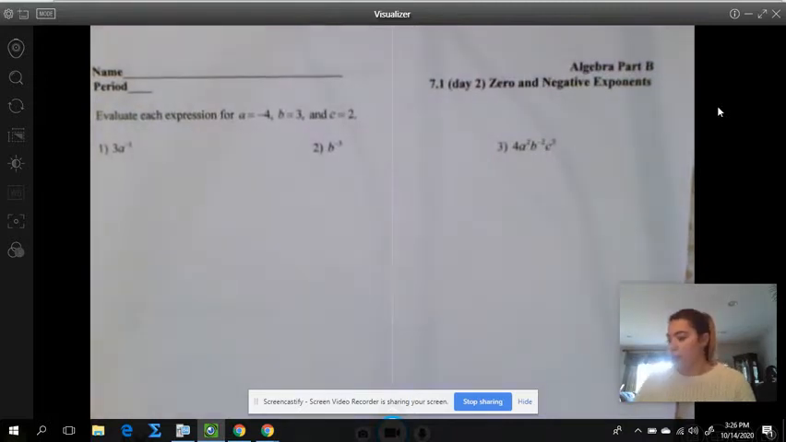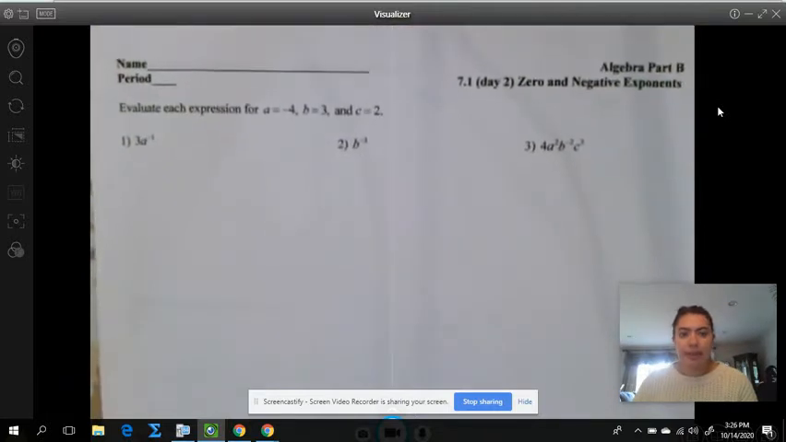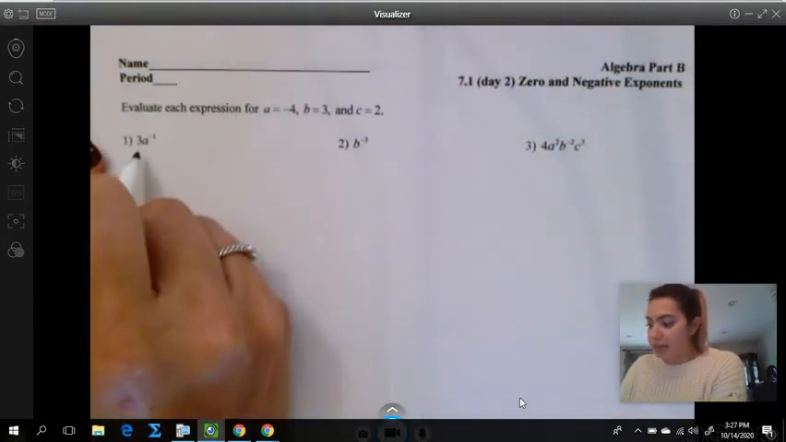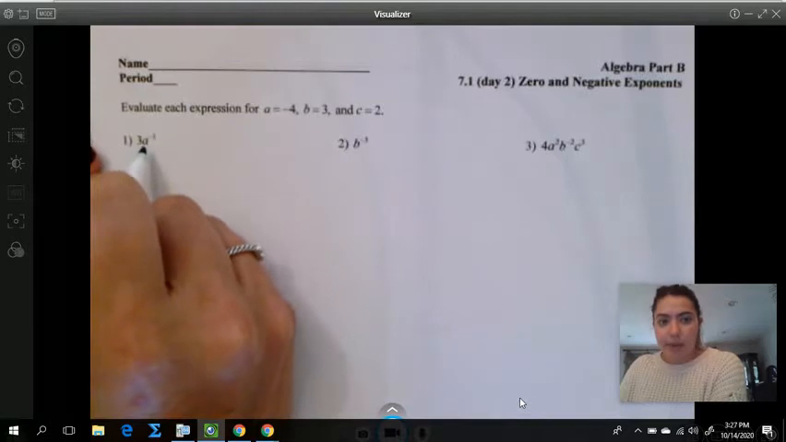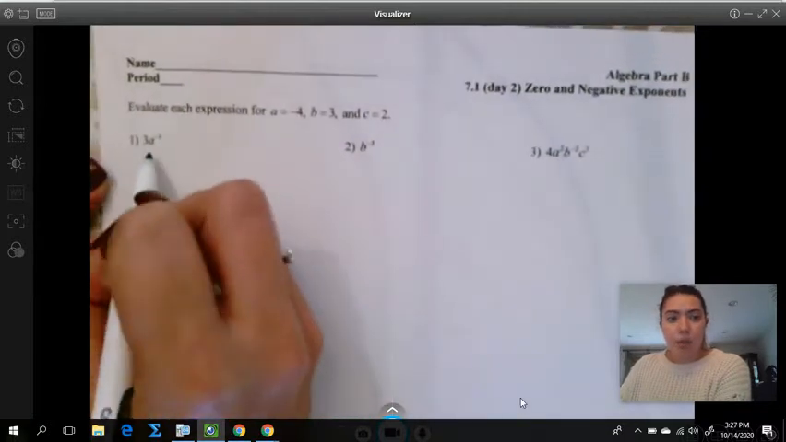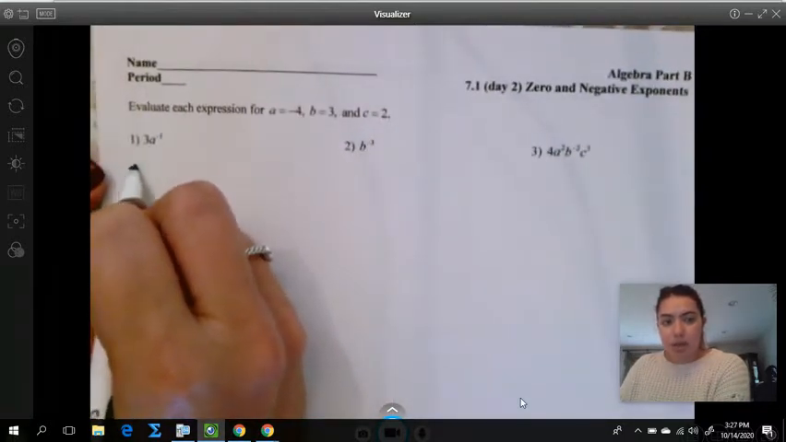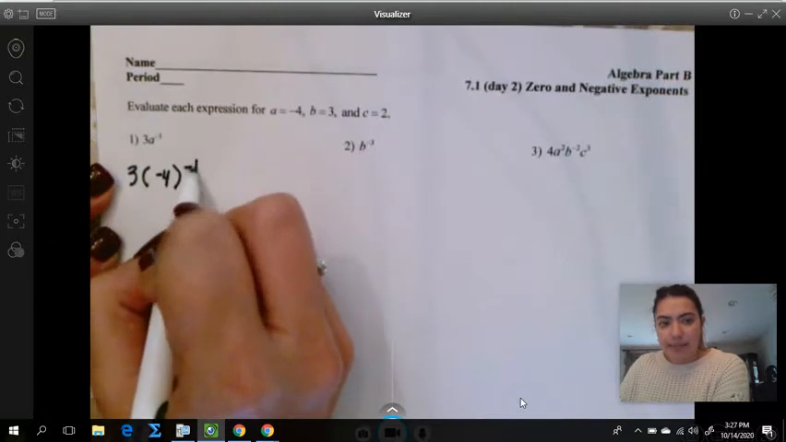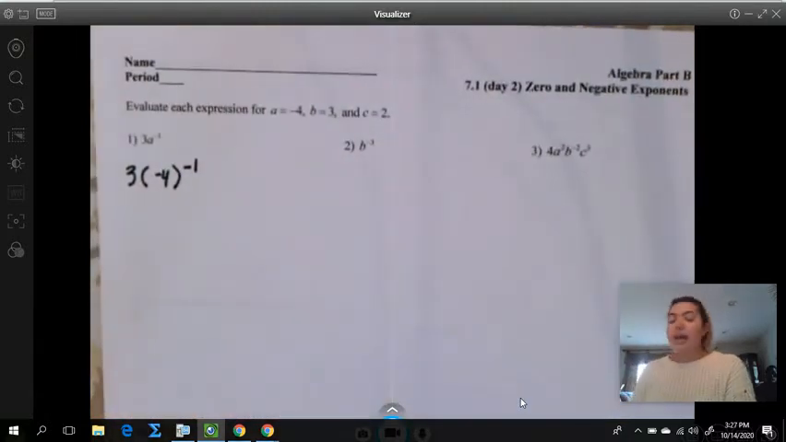So for our first part of our notes for today, we are being asked to evaluate each expression where A is equal to -4, B is equal to 3, and C is equal to 2. What we're going to want to do is take the variable in each expression and substitute it out with what we are given up here on the top. So for number one, we have 3a to the negative first power. We are going to substitute out the a with -4, and then raise -4 to the first power.